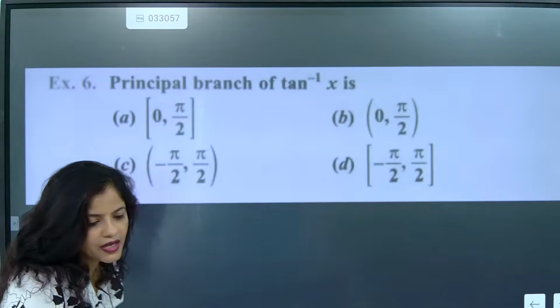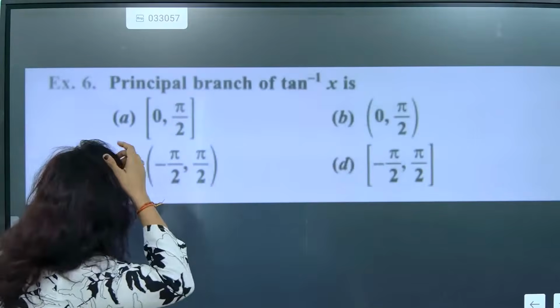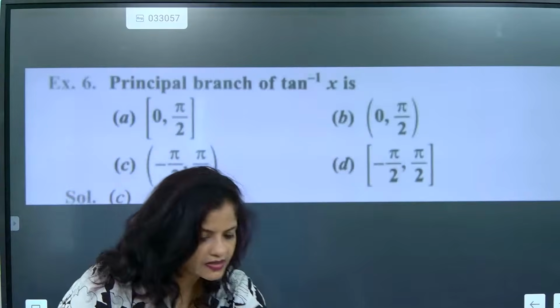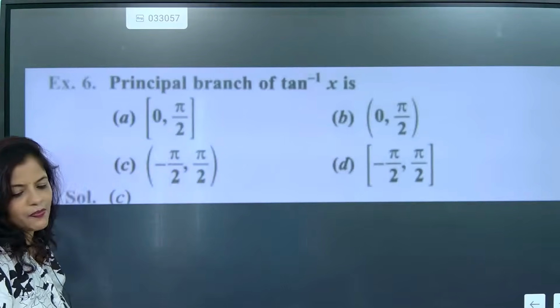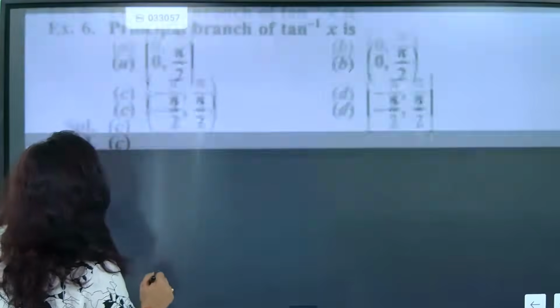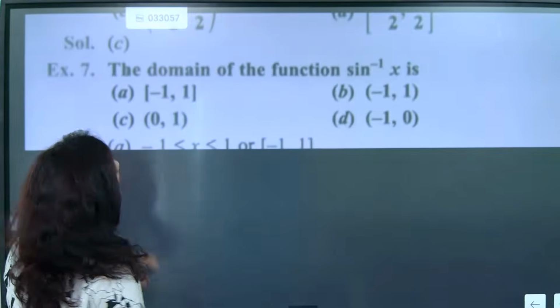Shivatsan, answer is C. Absolutely correct. The answer is C, that is open interval minus pi by 2 to pi by 2. Correct answer is open interval minus pi by 2 to pi by 2. That's the answer. Now shall we go for this one, the domain.